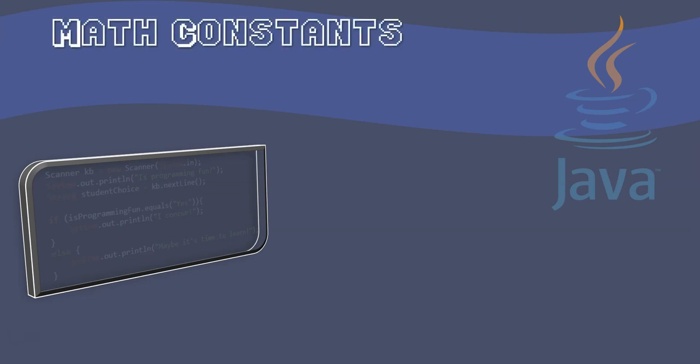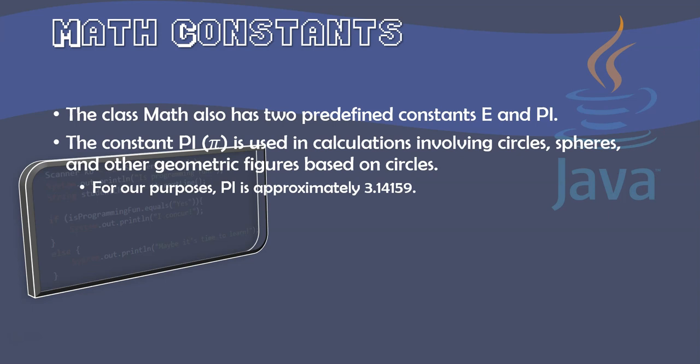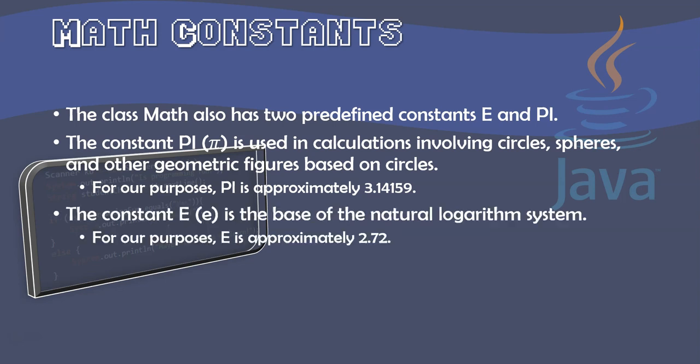Now, there's also one other thing to talk about, which is the math constants. The class Math does have two predefined constants: e and pi. You can think of these as variables that are set in their value and we can't change them. The constant pi is used in calculations typically involving circles, spheres, and other geometric figures based around circles. For our purposes, pi is approximately 3.14159, and obviously you can make that more precise, but just understand that's what we're working with. And of course, the constant e is the base of the natural log system, and we're going to approximate that down to like 2.72.